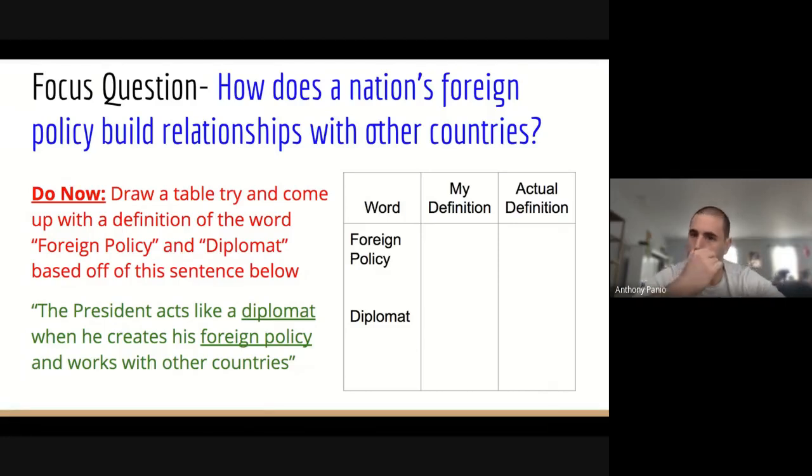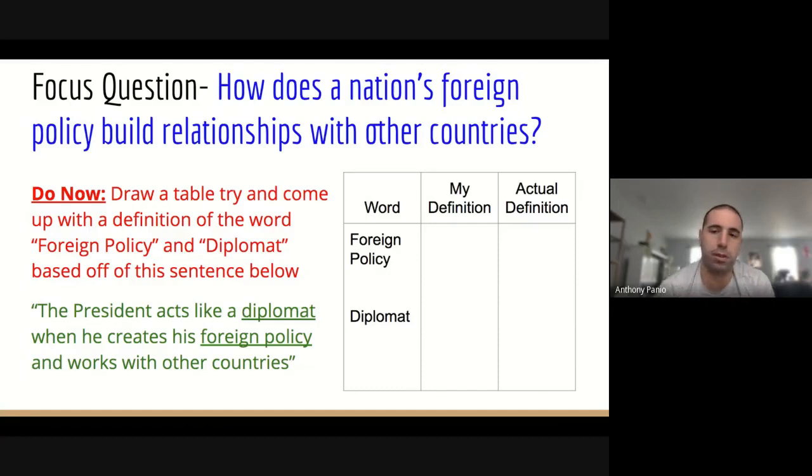Just want to mention that this focus question will definitely take you into Monday. So this is kind of a 2-day lesson. Monday's double period, you'll be working on the second half of this lesson. It's a pretty long lesson because basically we got to look at 3 foreign policies from the 3 different presidents that we looked at during the Progressive Era.